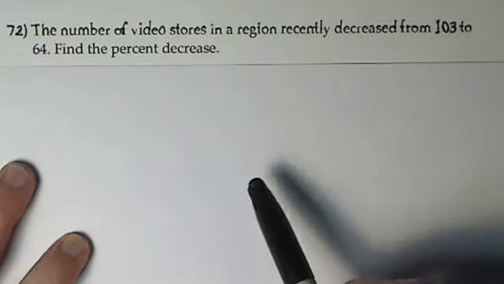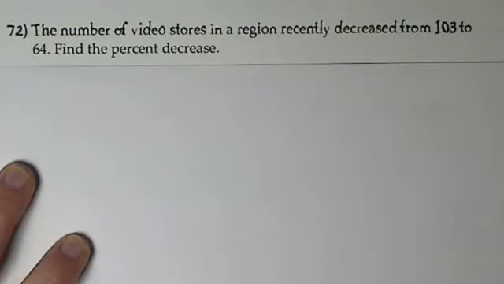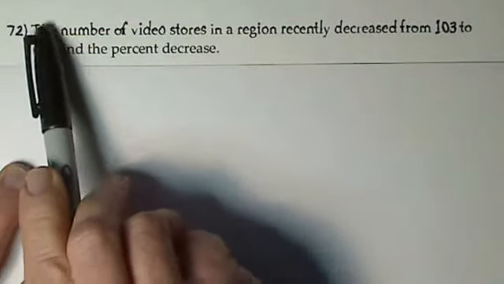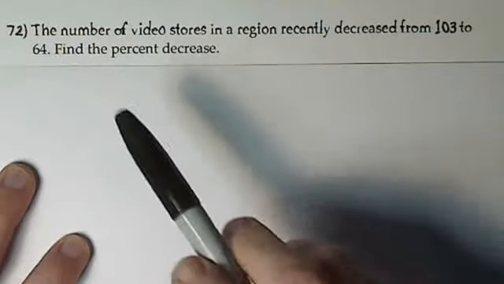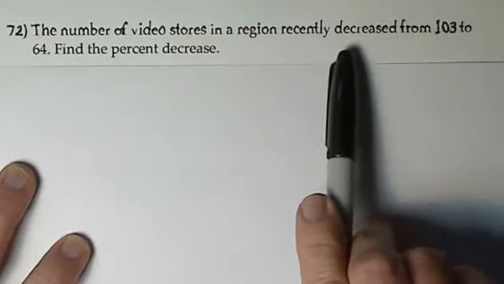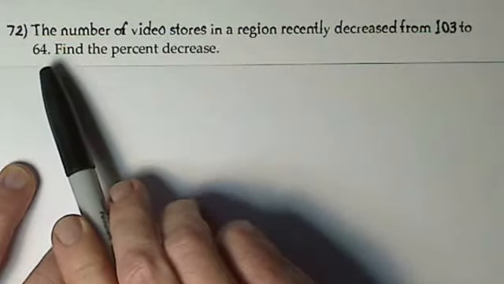Okay, for number 72, first off, notice the way it's kind of shaky up here. The printer didn't print the very top, so I had to go back in and fill in with a magic marker. That's why it looks kind of crazy, but hopefully you have a nice printout. This reads: the number of video stores in a region recently decreased from 103 to 64.